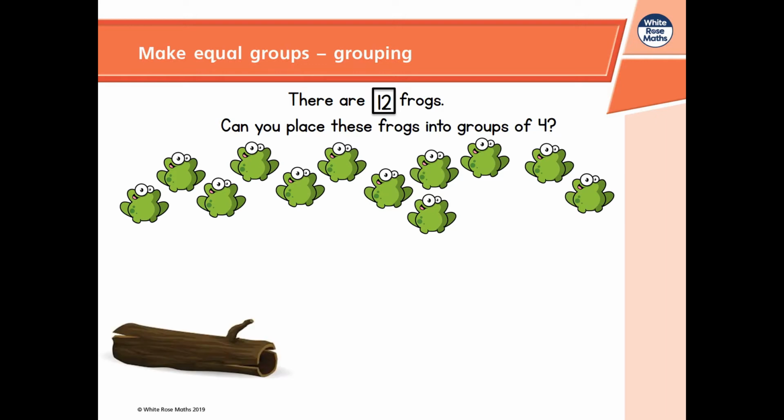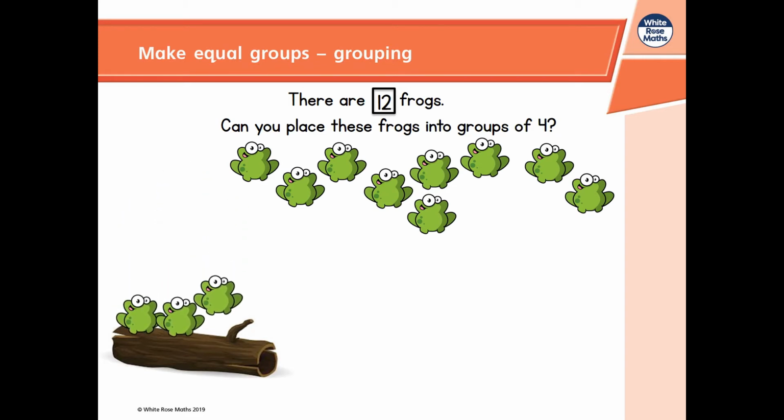So let's give them a log to sit on. Now, we need to place 4 frogs on this log. Help me count. 1, 2, 3, 4. There. We have one group of 4 frogs.